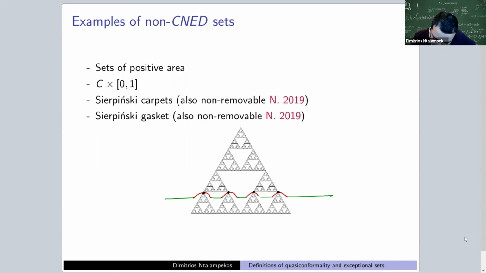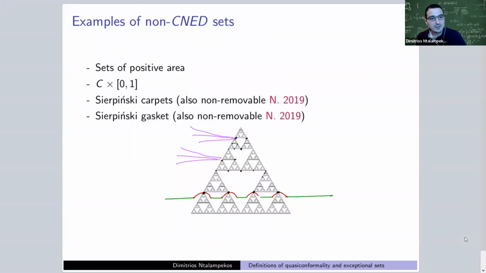However, there are only countably many points that we can use to make these alterations. So the points between adjacent triangles are countably many. And conformal modulus does not really care about the family of curves that goes through a countable set. The modulus of curves going through one point or through countably many points is 0. So the moment we make these alterations and pass through these countable sets of points, we have automatically created a curve family of modulus 0. And therefore, the gasket is not CNED.